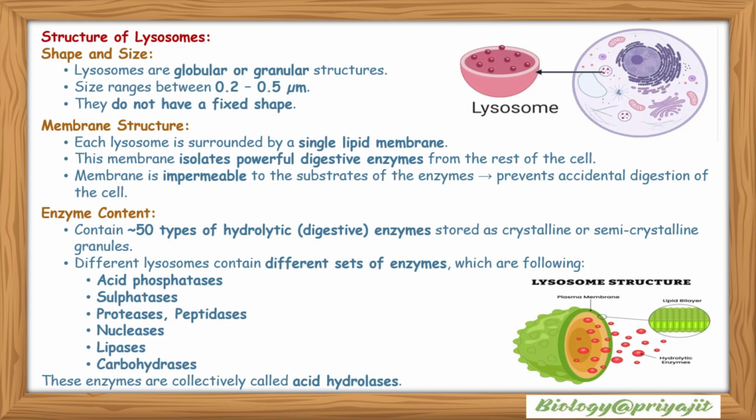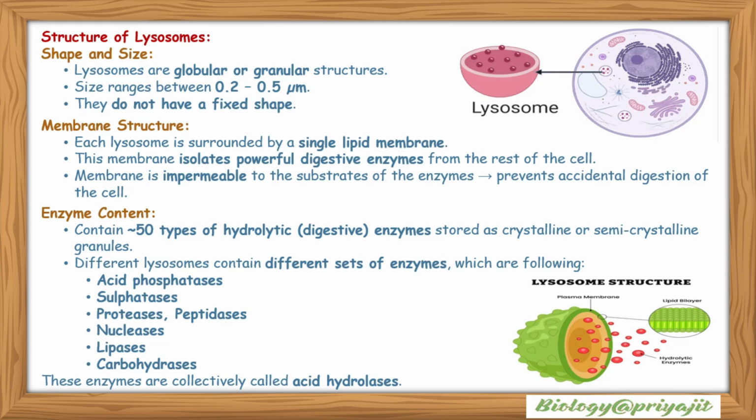Structure of lysosomes, shape and size. Lysosomes are globular or granular structures and their size ranges between 0.2 to 5.5 microns. They do not have a fixed shape. Membrane structure. Each lysosome is surrounded by a single lipid membrane. The membrane isolates powerful digestive enzymes from the rest of the cell. The membrane is impermeable to the substrates of the enzymes, preventing accidental digestion of the cell.